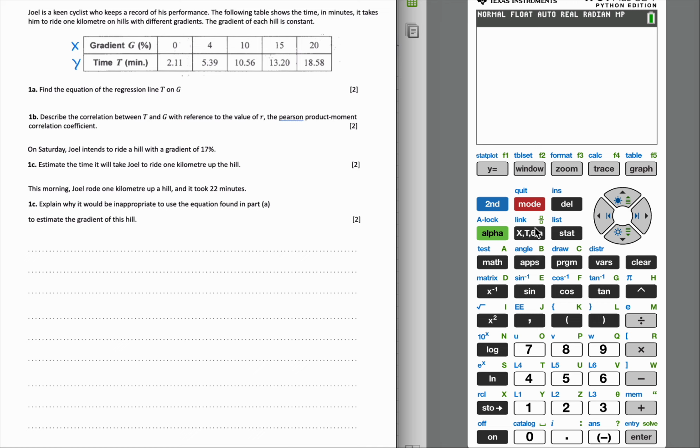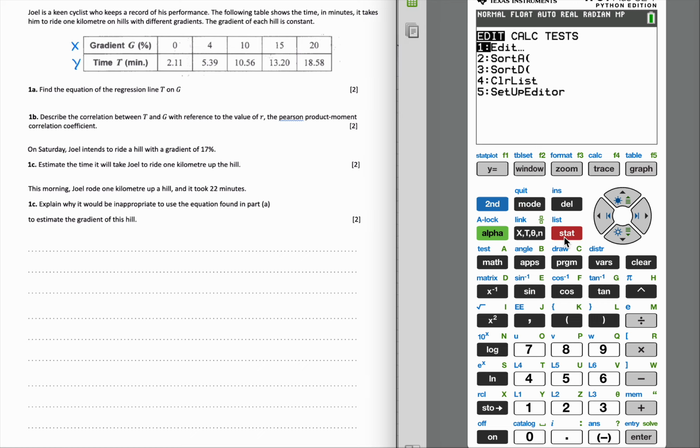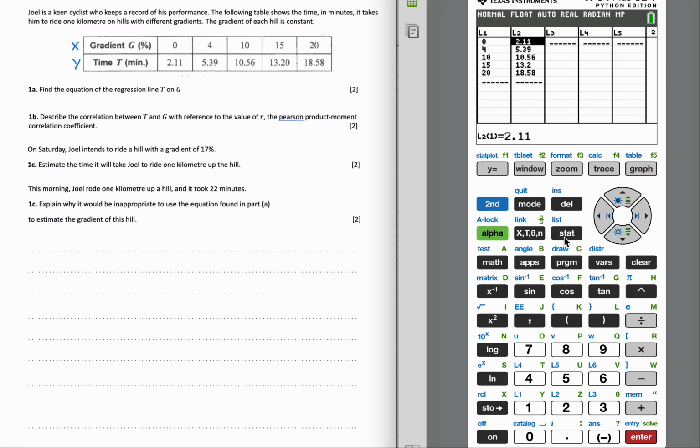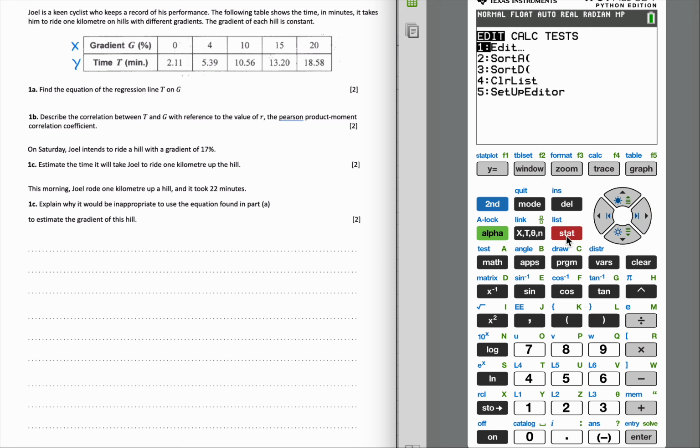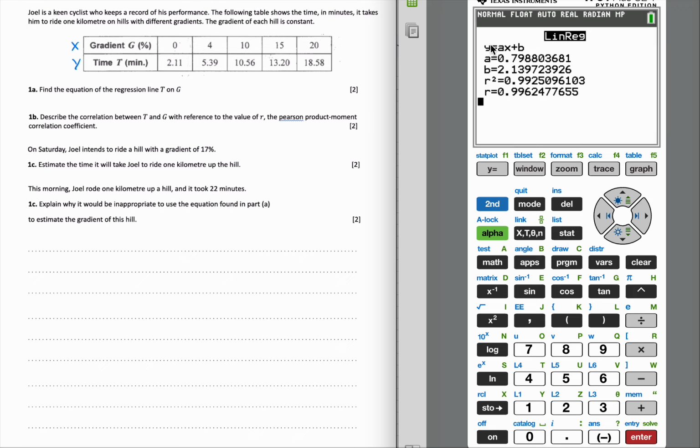To do that, we're going to go to our calculator and we're going to go to statistics and edit. You can see that I've typed in here the data for the table that we were given. We can then go to statistics, go across to calculations, and then linear regression. Make sure that list 1 is in the x and list 2 is in the y, and then we're going to calculate. So the linear regression line is given to us here, y equals ax plus b. The a value is this and the b value is this.